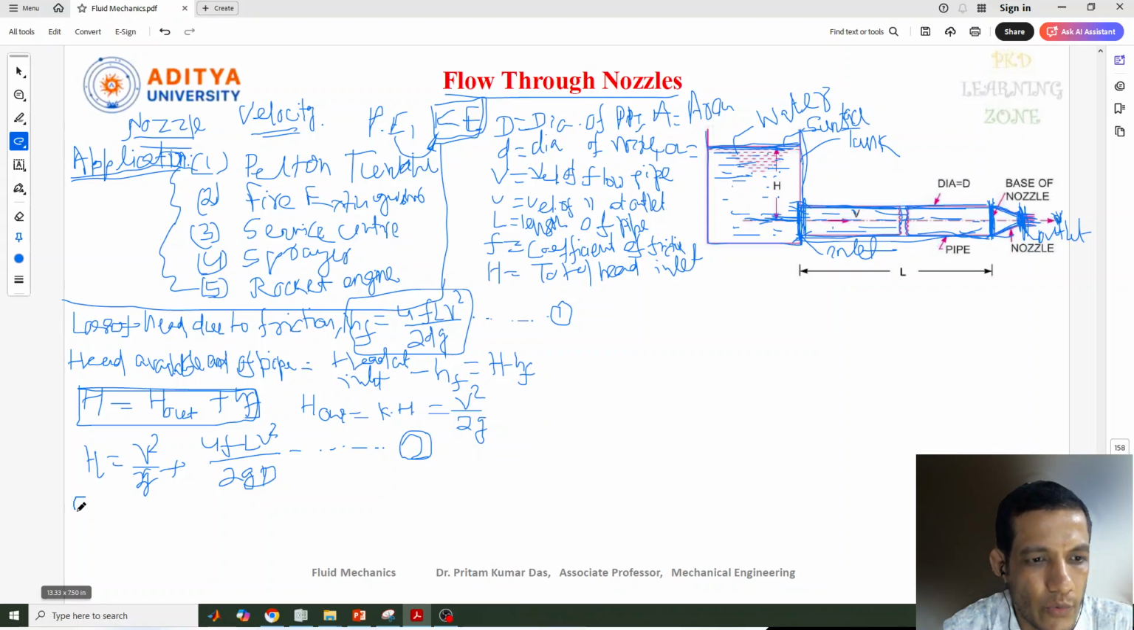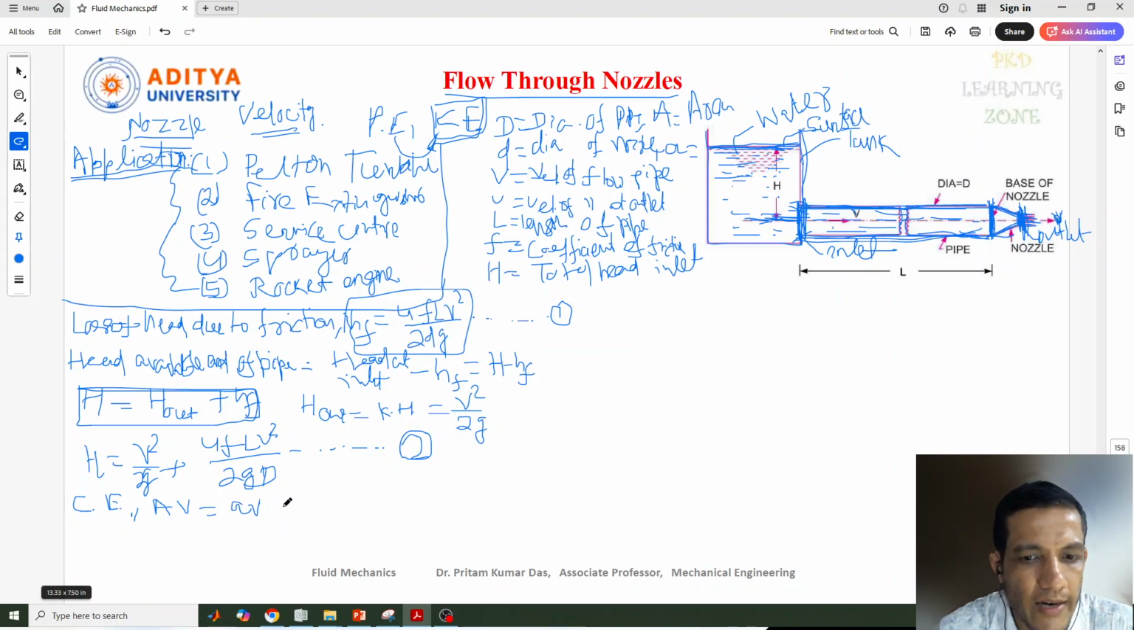Now from the continuity equation, we can write. For which sections will we apply the continuity equation? For the flow in the pipe and the outlet of the nozzle at this point. By considering these two sections, we can write A into V, where A is the area of the pipe and V is the velocity of the flow in the pipe, equal to small a into small v, the area at the nozzle and the velocity of the flow at the nozzle.